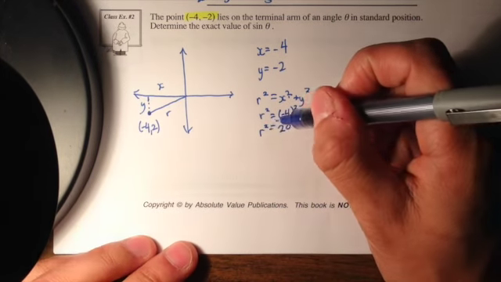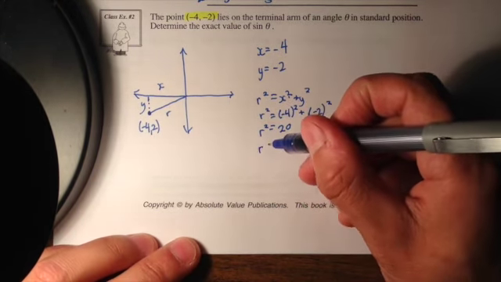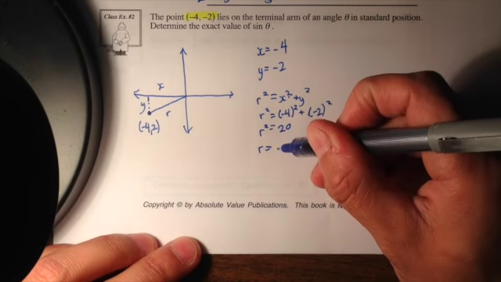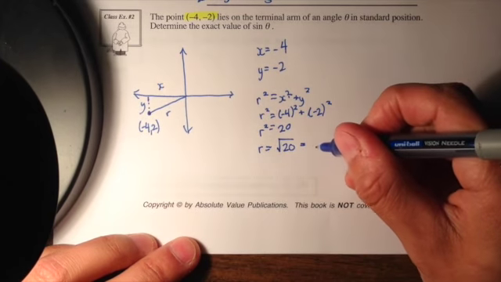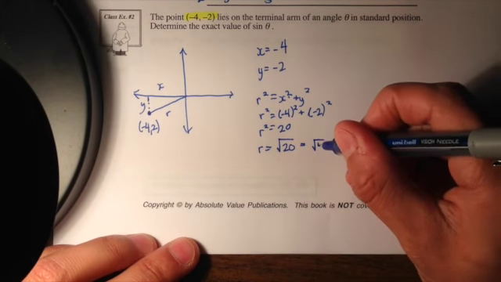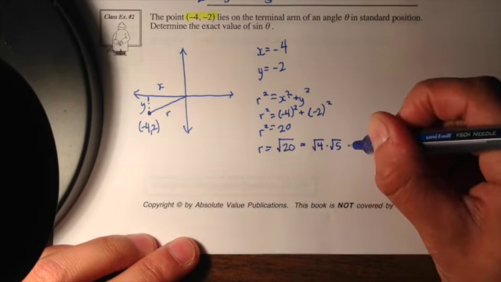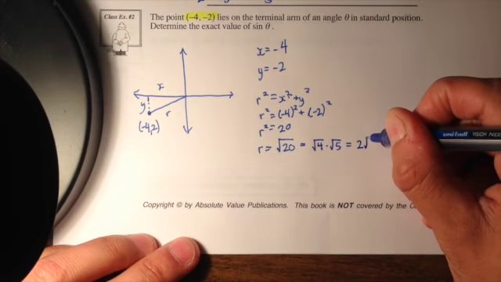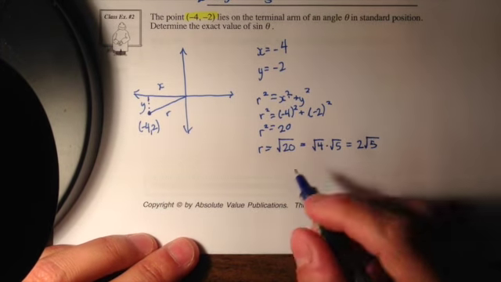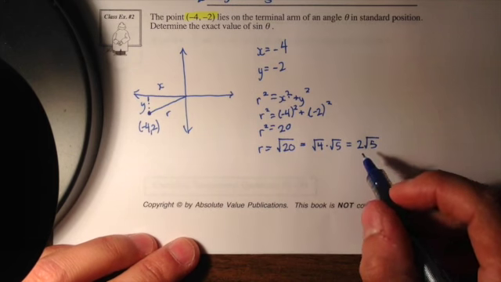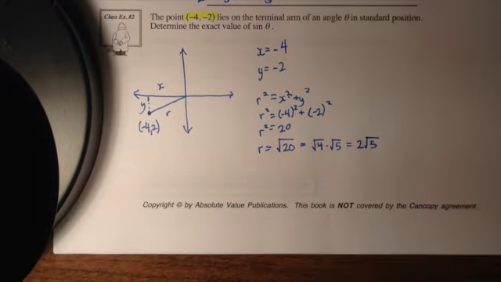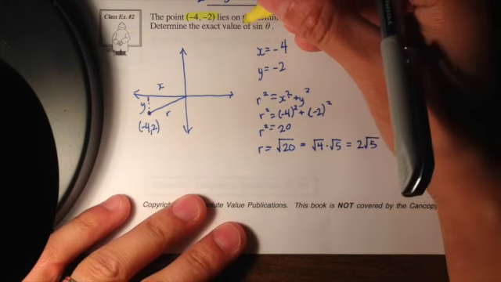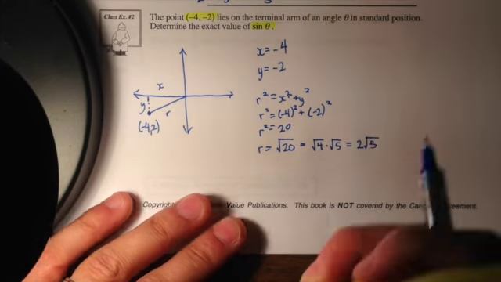So remember, we need to take the square root of both these to get simply my r value. So r will be equal to rad 20. If I simplify this, this will be equal to rad 4 times 5, or 2 rad 5. So now I know what my r value is. I can find out what my sine ratio is, because remember, we want to determine the exact value of sine theta.